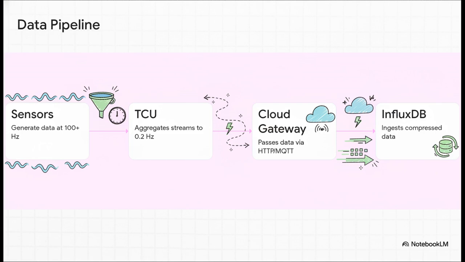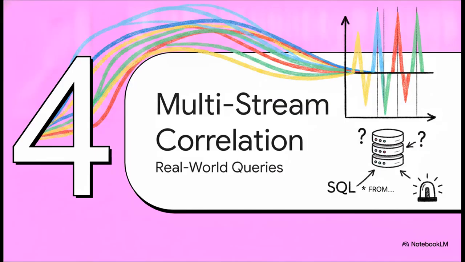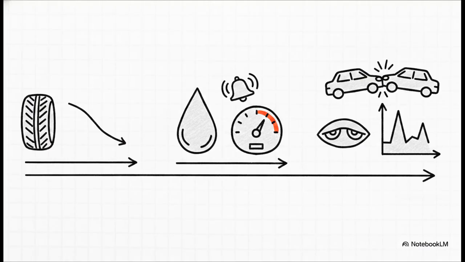under 10 milliseconds. Part 4, multi-stream correlation. Once that data is ingested, it's time to put our SQL skills to work and temporarily align these disparate streams for real-time alerting. Because everything is aligned on exact millisecond timestamps, we can write some incredibly powerful SQL logic. Let's break down 3 real-world functional queries.